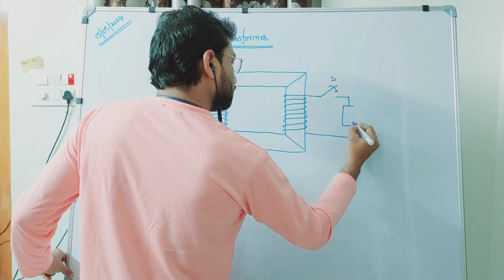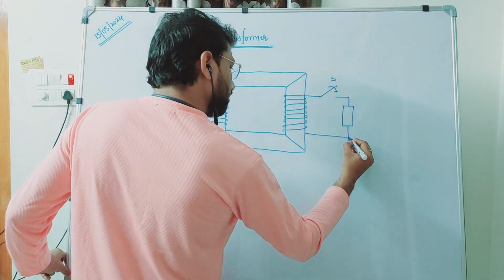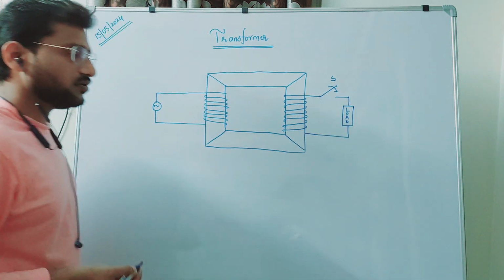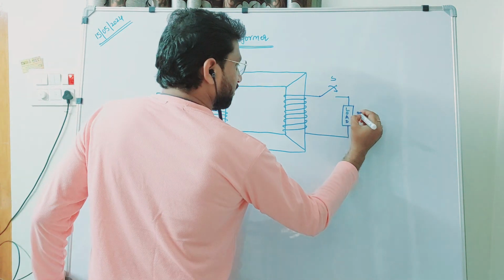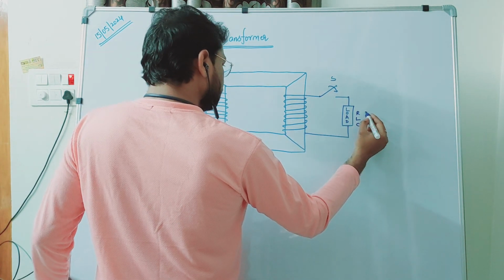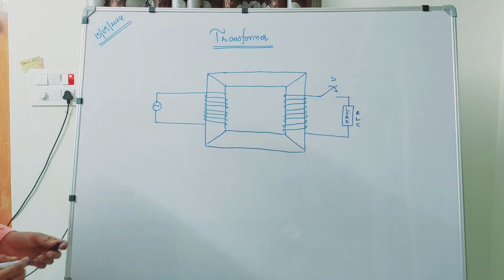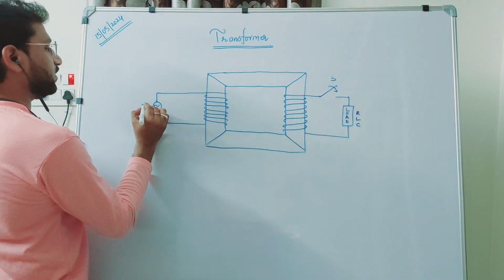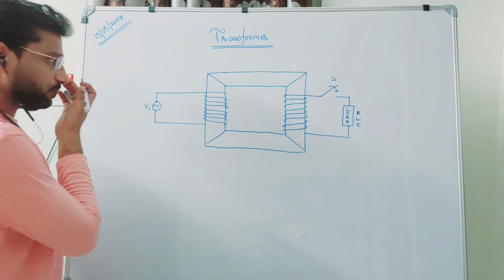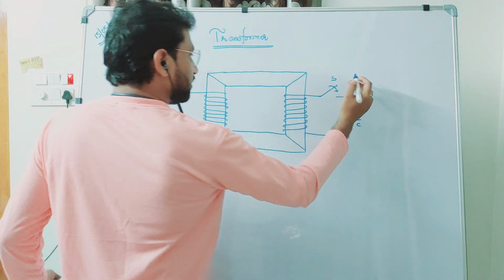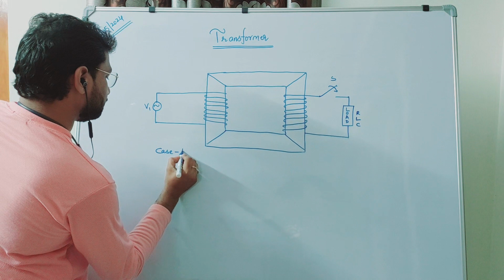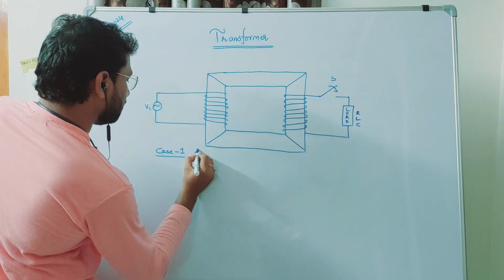Now this I am connecting to the load. Okay. So the load may be of different types. It may be resistive, or it may be inductive, or it may be capacitive. Now let us take this input voltage as V1. Now think that case 1 is on no load.